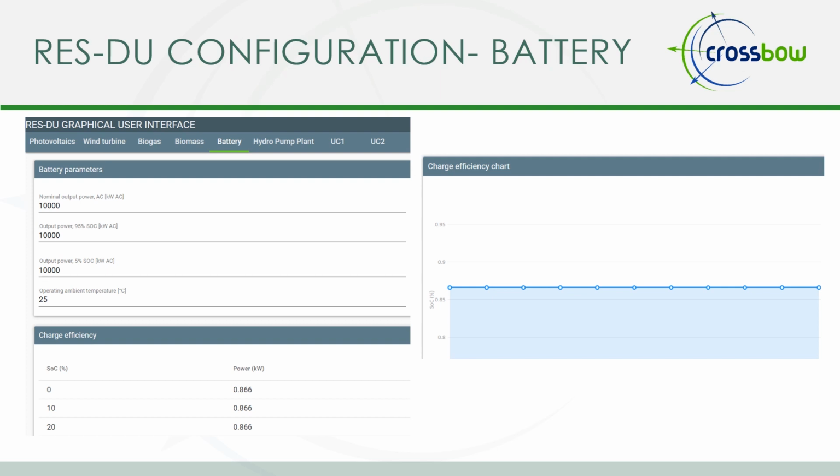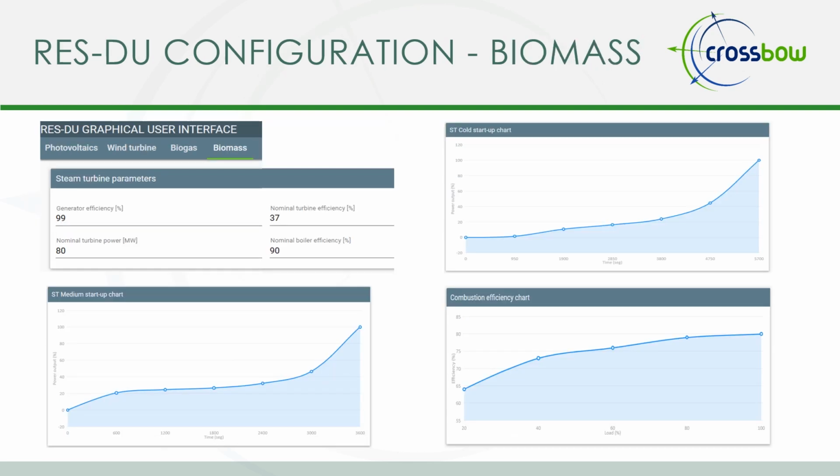The battery configurator lets you change key parameters of the storage system, such as nominal power and capacity in hours, degradation rate per cycle, initial state of charge, charge and discharge efficiency. For dispatchable technologies, as the biomass and the biogas in the next slide, the main parameters that may be configured by the user are the nominal capacity and the startup curves, cold, medium, or hot startup. In addition, for the biomass technology, the combustion efficiency of the boiler can be established.